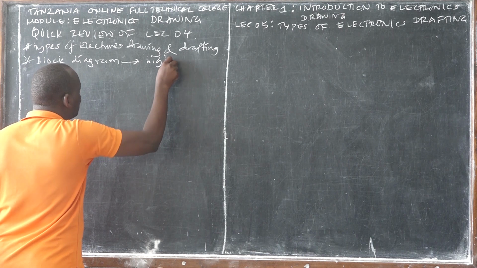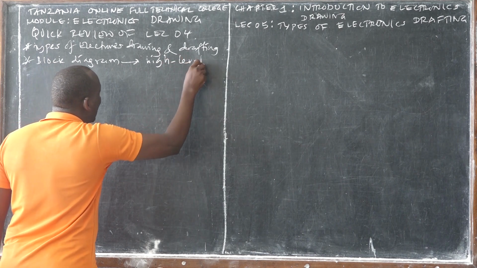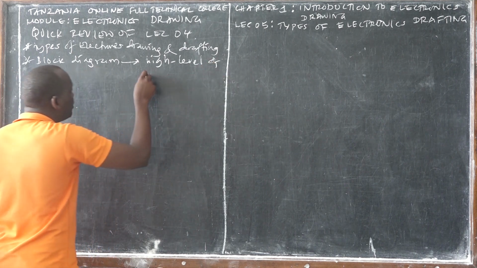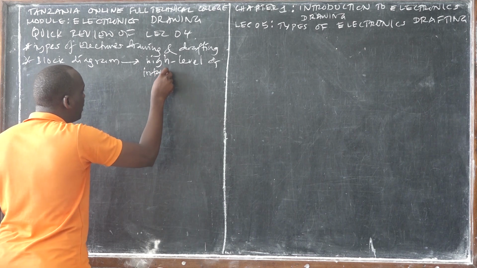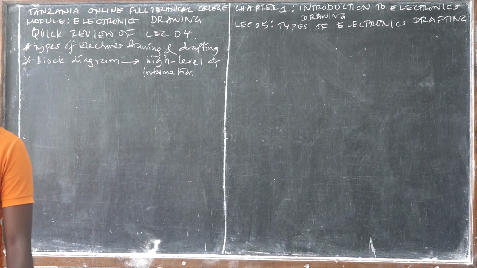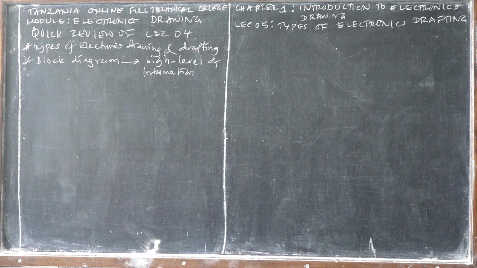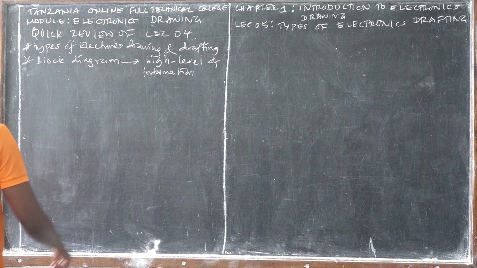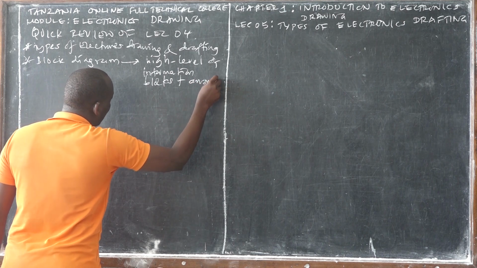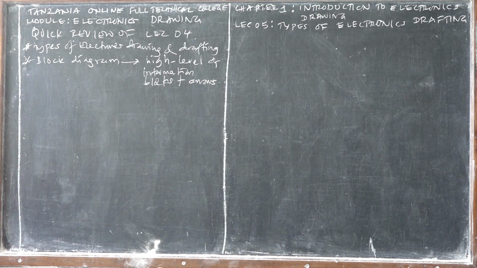Block diagrams show a high level of information. They show the high level of information by using blocks, which represent subsystems, and arrows, where the arrows show the signal flow, or the flow of current or electric signal, from one block to another block.